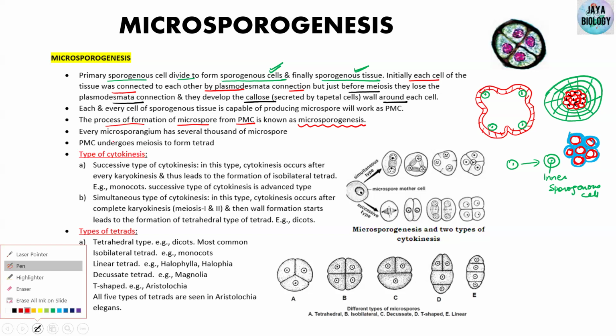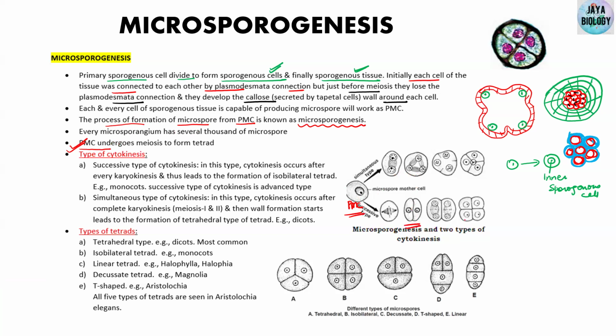Then what will happen? Now the PMC will undergo meiosis. Let us assume this is one PMC, a pollen mother cell. Immediately after meiosis 1, cytokinesis is done. After meiosis 2, cytokinesis is done. So this is known as successive type of cytokinesis, in which immediately after meiosis 1 and meiosis 2, the cell wall formation is done. Clear? You can understand it this way.